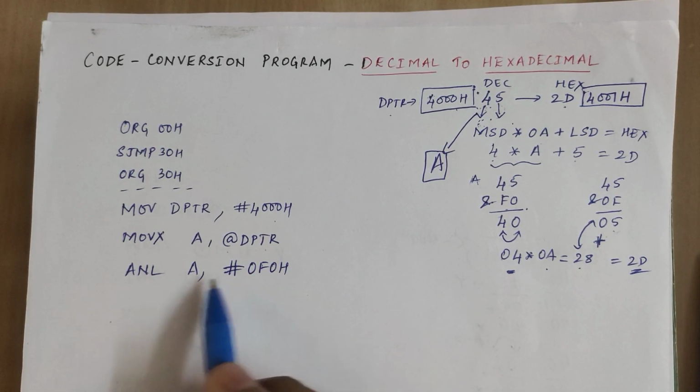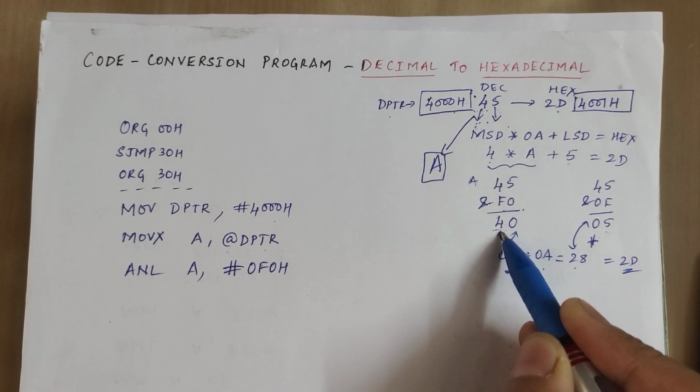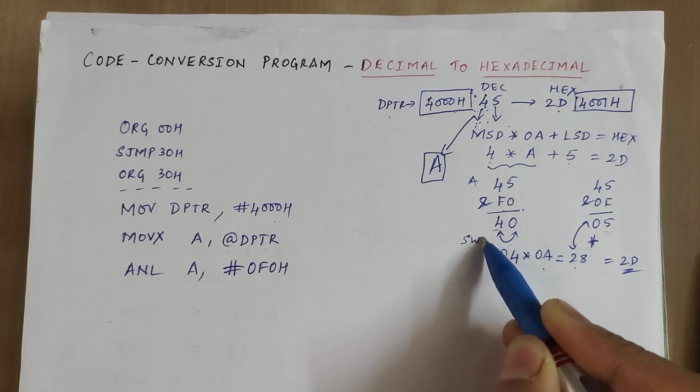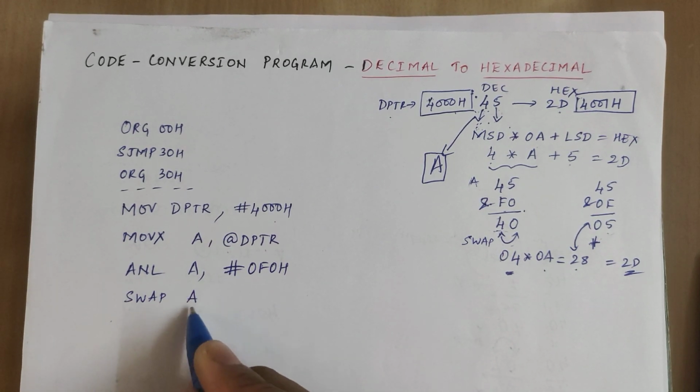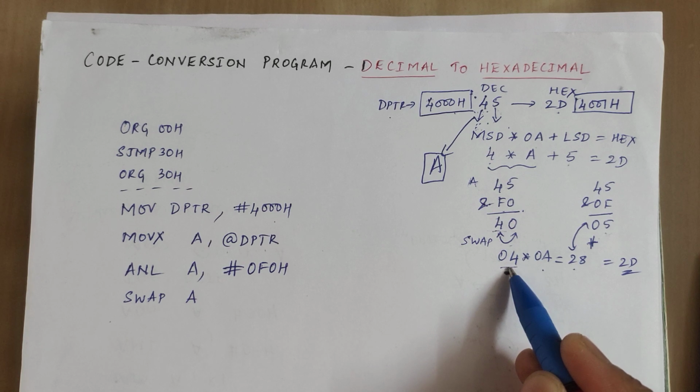Right now, after this AND operation, we have obtained 40. What are we supposed to do with this? We are supposed to swap. So let's put one swap instruction here, swap A. Now A contains 04.